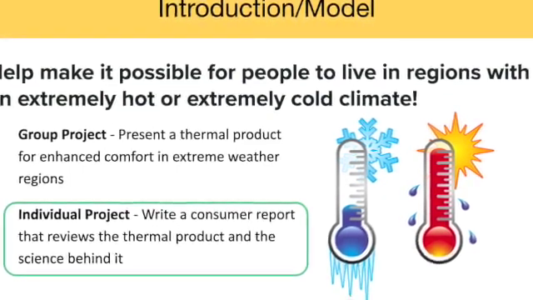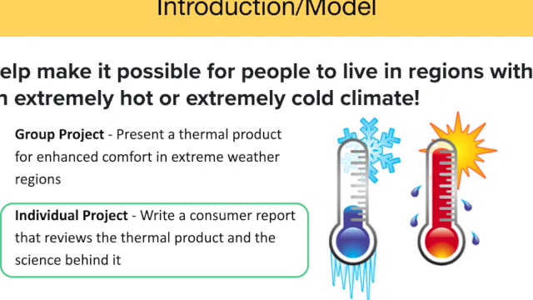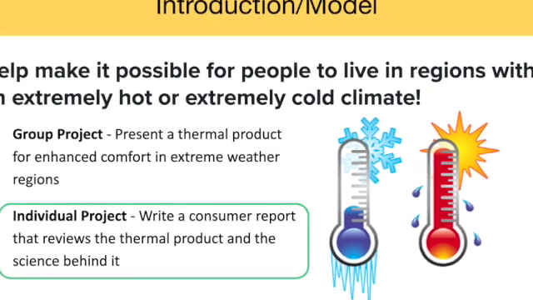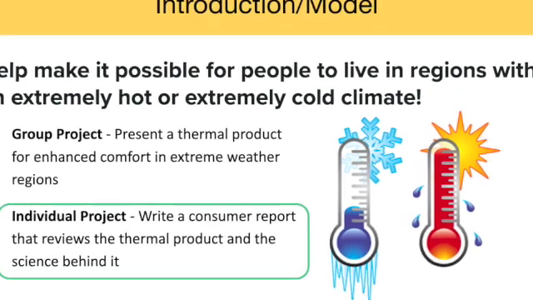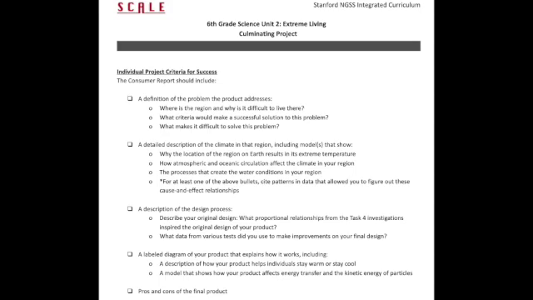concepts from the unit. Students will write a consumer report that goes into great detail about the product their group designed. Students will define the problem the product addresses, explaining the origin of the problem through a discussion of the climate where their product would be used. Why is it difficult to live there? What criteria are necessary and what constraints make a solution difficult?